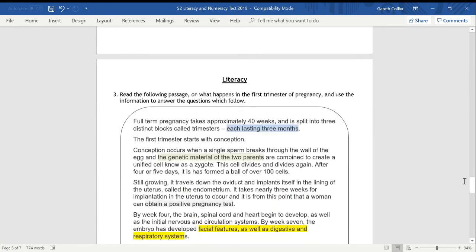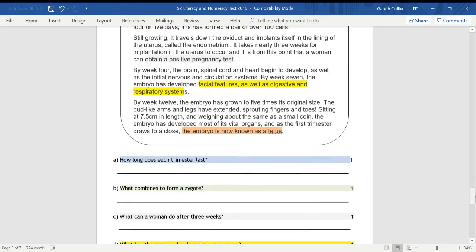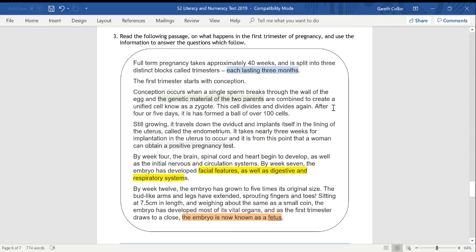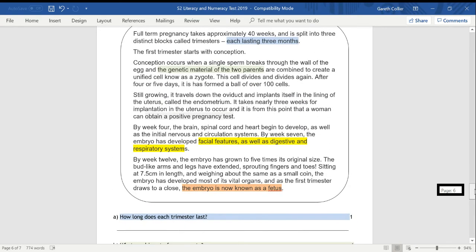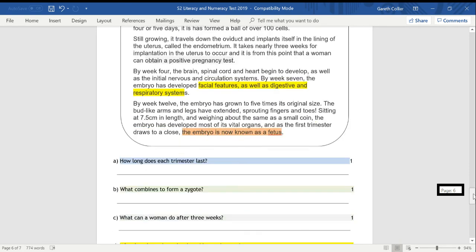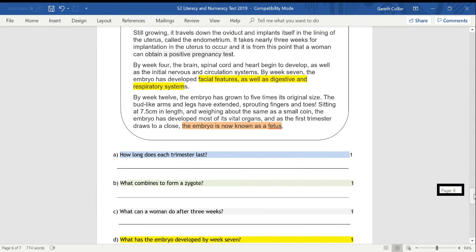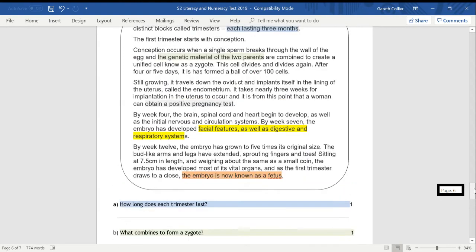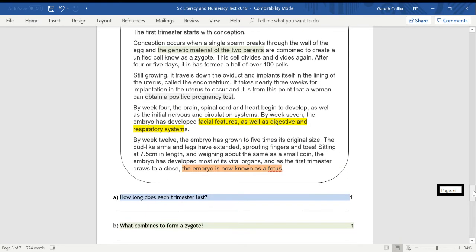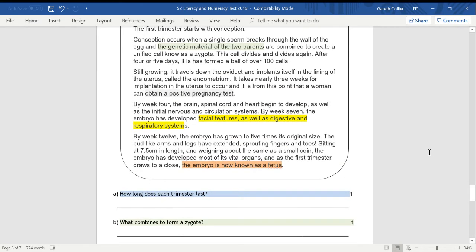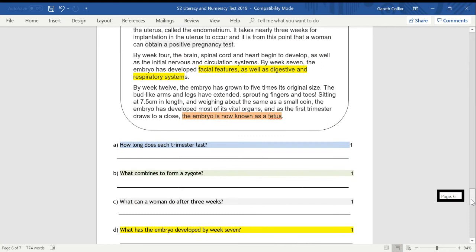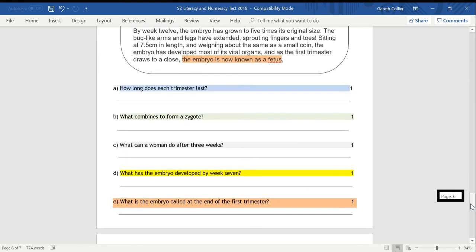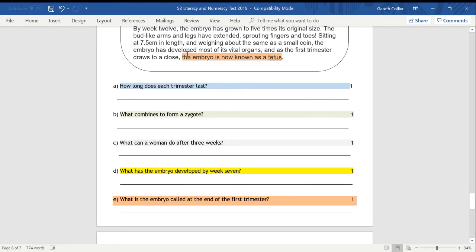In the literacy assessment, again, I have colour-coded this. So how long does the trimester last? Split into 3 trimesters, each lasting 3 months. Conception occurs when sperm breaks through the wall of an egg, the genetic material of two parents combined. So that is what combines the genetic material of two parents. What can a woman do after 3 weeks? So it says here, after 3 weeks, a woman can obtain a positive pregnancy test. What has the embryo developed by week 7? Facial features as well as digestive and respiratory systems. What is the embryo called? It's called the fetus.